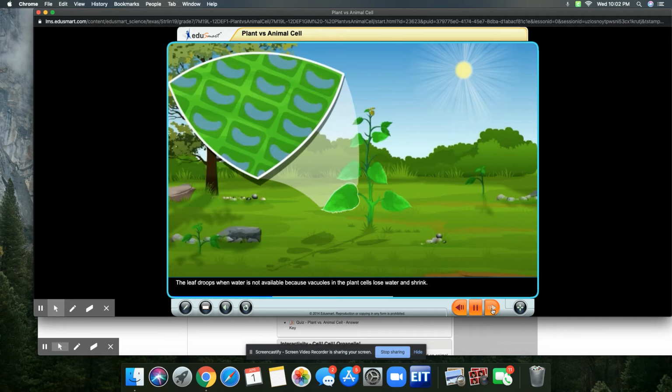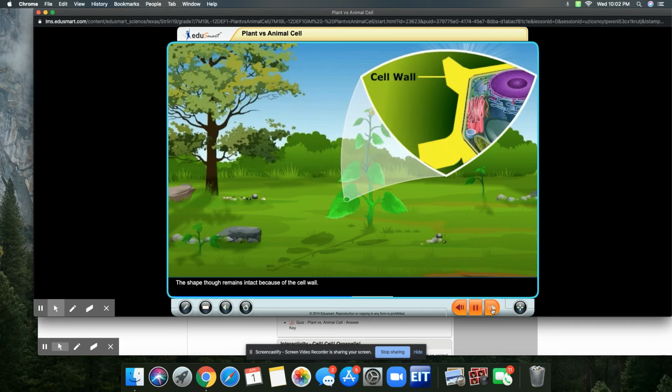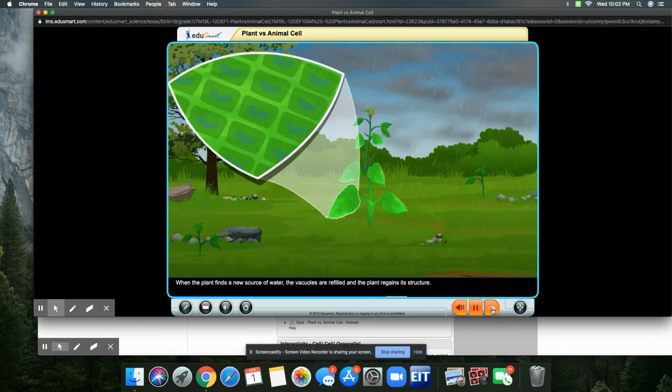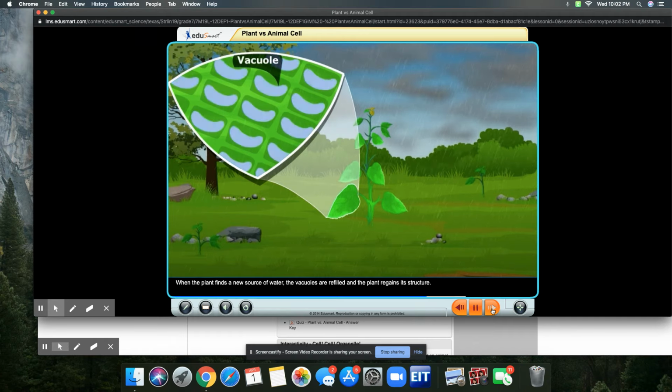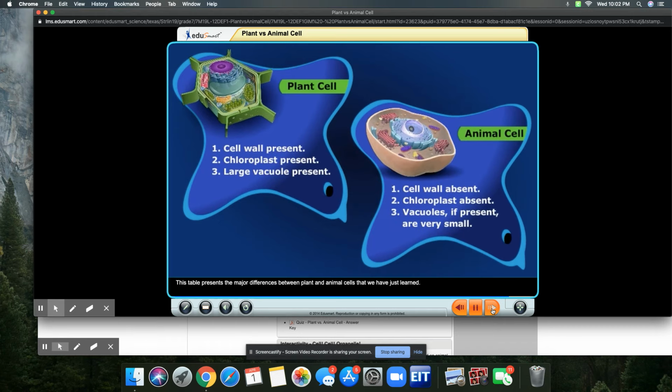The leaf droops when water is not available because vacuoles in the plant cells lose water and shrink. The shape, though, remains intact because of the cell wall. When the plant finds a new source of water, the vacuoles are refilled and the plant regains its structure. This table presents the major differences between plant and animal cells that we have just learned.